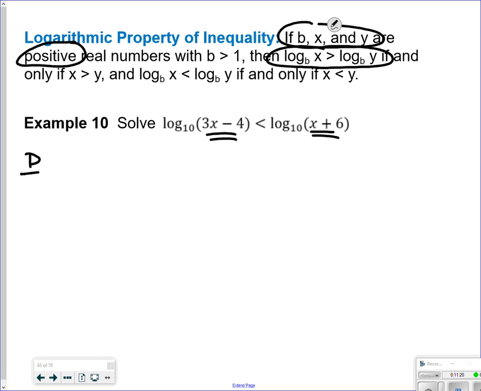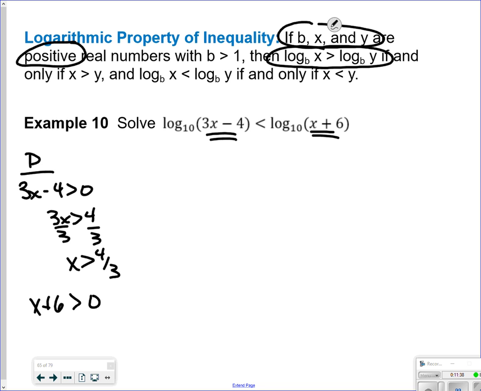So off to the side here, I'm going to put my domains. So 3x minus 4 must be greater than 0. So my domain for the first one has to be x greater than 4/3. My domain for the second one, x must be greater than -6. So there's 2 domains that we have to worry about here.